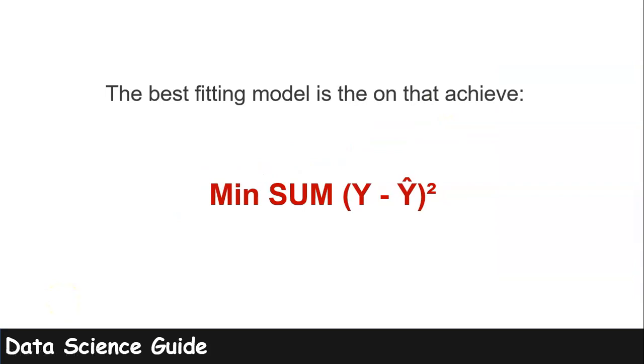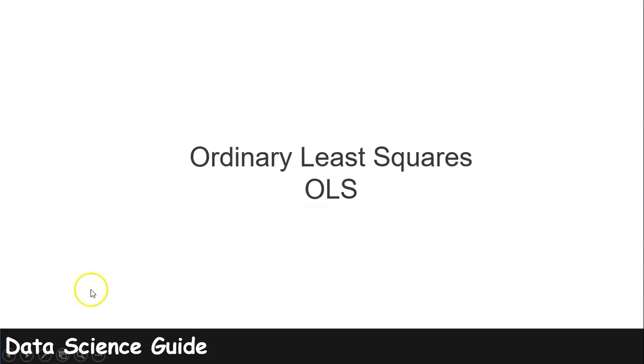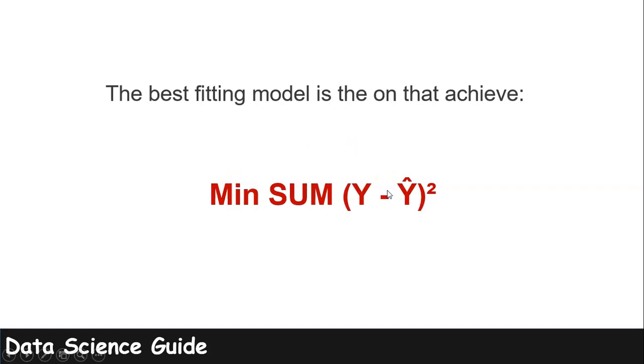And we call this method to determine the best fitting line ordinary least squares, or OLS, because we are trying to find the least squares. This is not the only way to determine the slope line, but it is one of the most reliable methods and the easiest to understand, and it is used in applications to figure out the best fitting line.